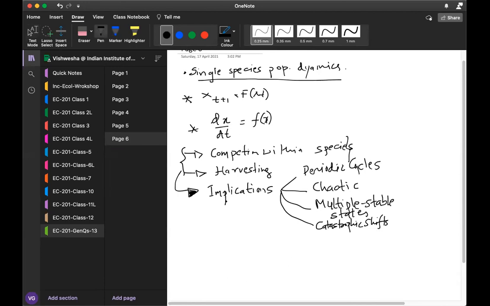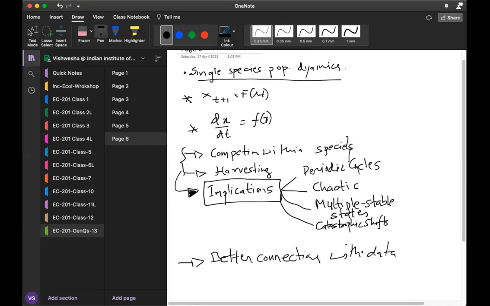So studying implications was the bread and butter of theoretical ecology for a very long time. But now people demand more. Make better connections with data. You can't just keep on running elegant mathematical models that have very simplistic assumptions, and therefore, even though they may show all these interesting features, they may not be really useful.